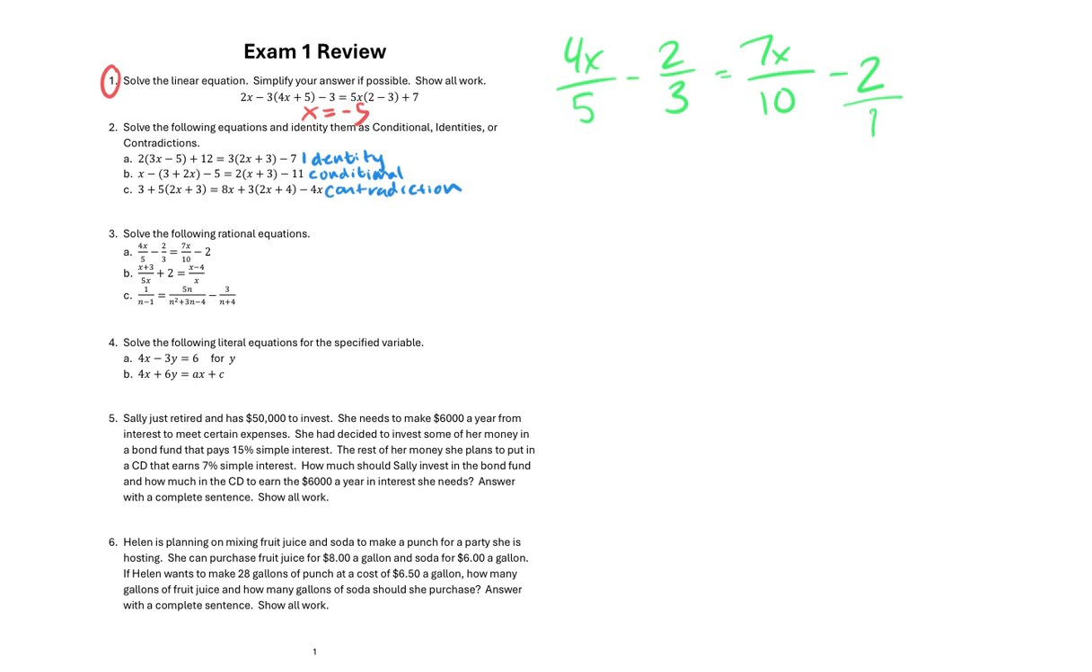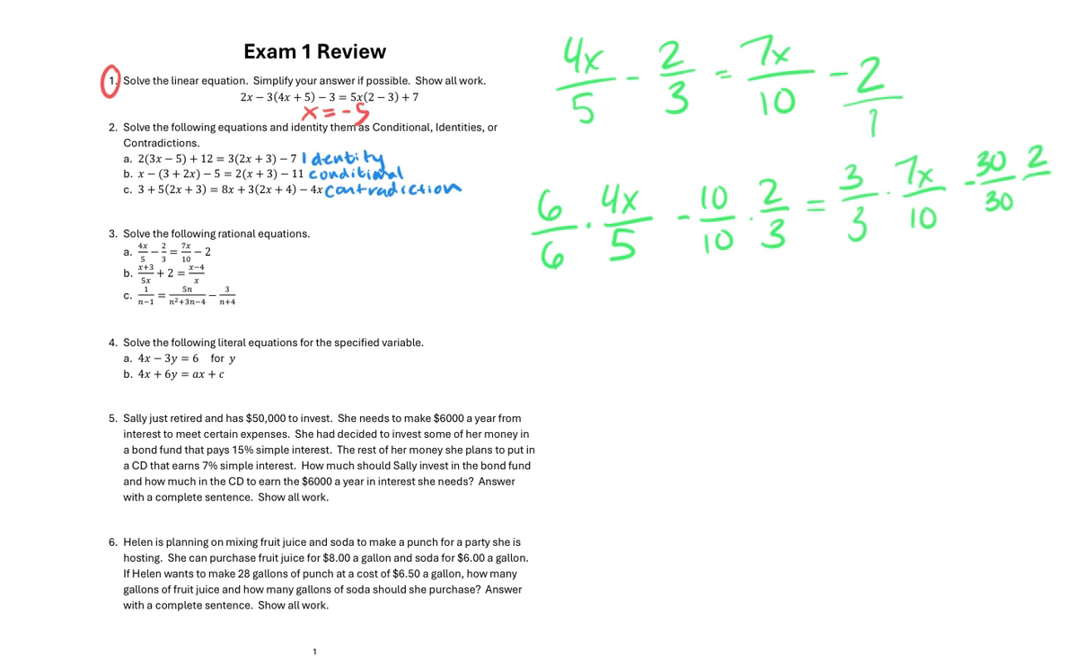So 5 times 6 is 30. So this first one, we're going to multiply the top and the bottom by 6 because we're really just multiplying it by 1. So we're not changing the formula at all. This next one is going to be 10. So negative 10 over 10 times 2 over 3. This next one is going to be 3. So we're going to have 3 over 3 times 7x over 10. And this last one's going to be 30. So 30 over 30 times 2 over 1.